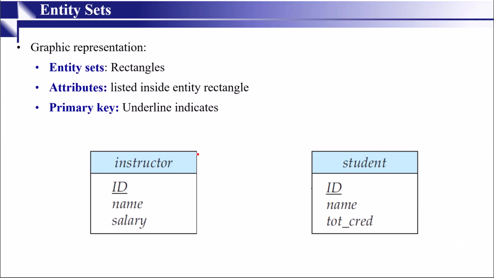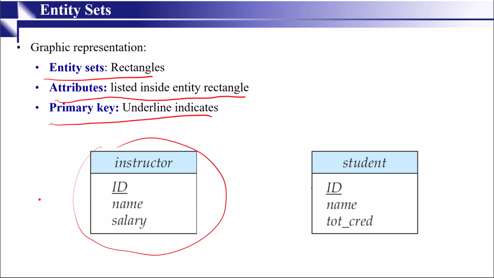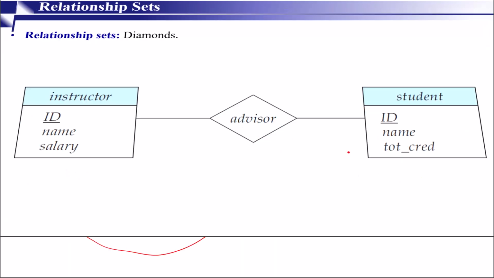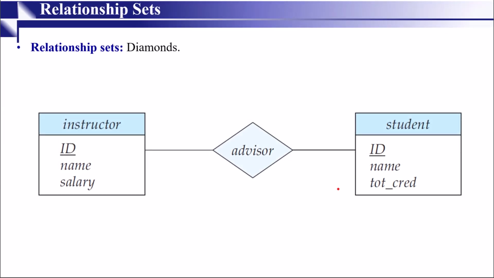Then we have entity sets. Entities can be represented graphically, like an entity set using rectangles, attributes listed inside entity rectangles, and primary key underlined. So you can see here this is an entity set, right? And these are attributes, and this underscore means primary key. ER diagrams use rectangles for entity sets like instructor here and student here. These diamonds are used for relationship.